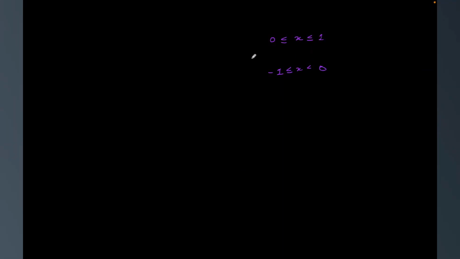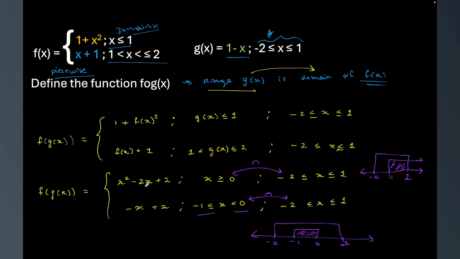To 0. So what do I have? I have x squared minus 2x plus 2, and I have minus x plus 2. So now my f of g of x basically comes out to these two functions, okay? That's my composite function. Again, I'll just quickly go over this.